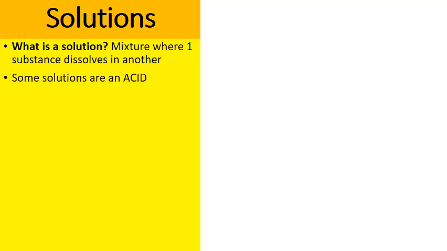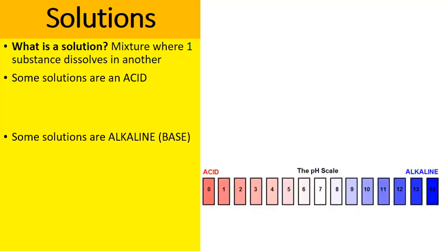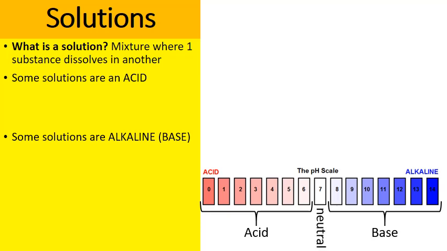So when we talk about solutions, some solutions turn out to be an acid on the pH scale, and some solutions turn out to be an alkaline or a base on the pH scale. So let's look at the pH scale. You might recognize here's our pH scale. And anything below the 7 on the pH scale is deemed an acid, and anything above a 7 on the pH scale is deemed an alkaline or a base. And 7 itself has a neutral pH.